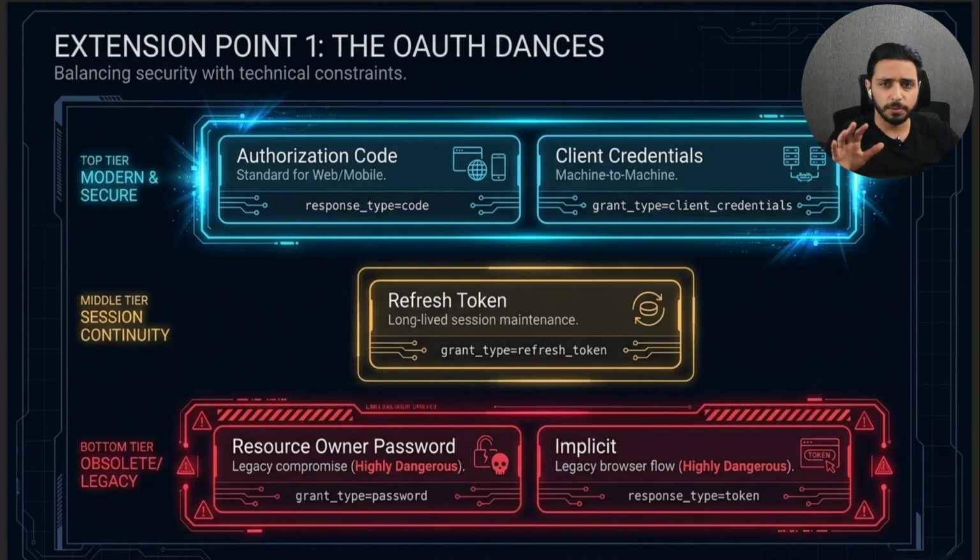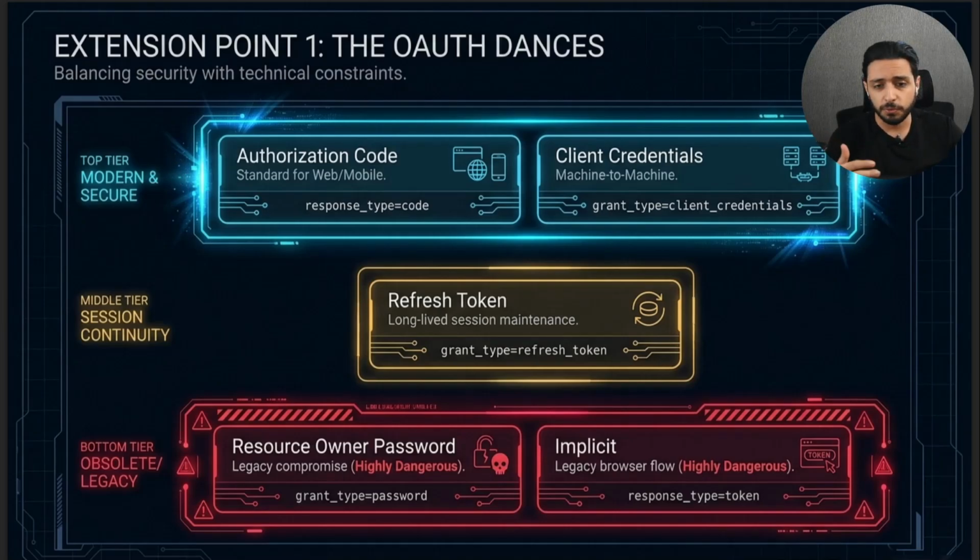There are 5 primary flows that you will encounter. First one is the authorization code grant. It is the most secure and common flow used for modern web and mobile applications. The second one is client credentials grant. This is used strictly for machine-to-machine communication. There is no human user involved here, and it's just one backend service talking directly to another backend service. The third one is refresh token grant. A specialized flow used by applications to get a brand new access token automatically once the current one expires without forcing the user to log in again.